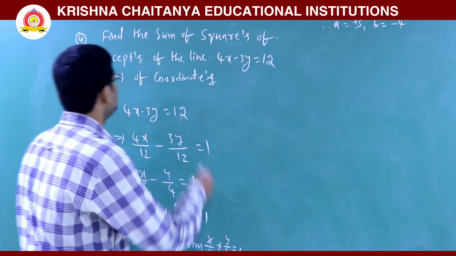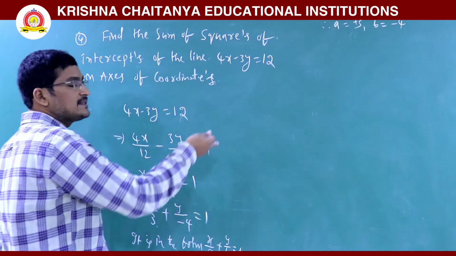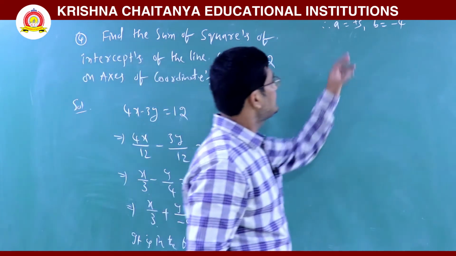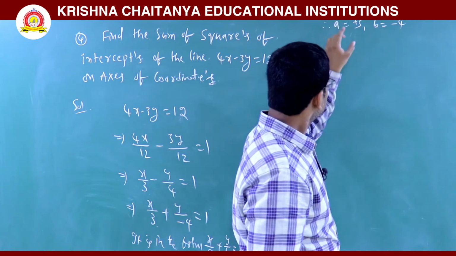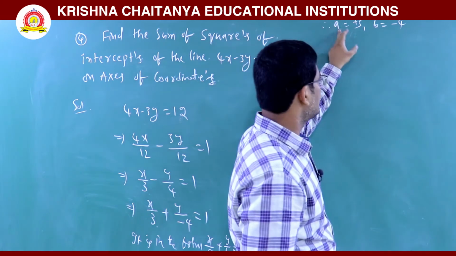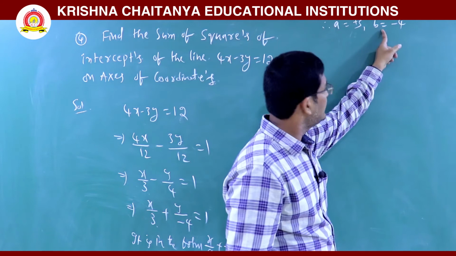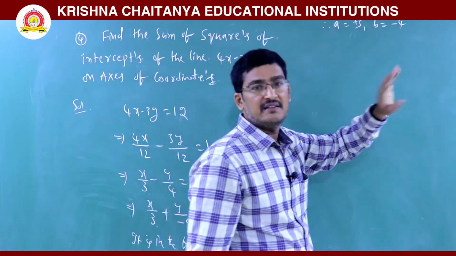What is the question there? The sum of squares of intercepts is what we need. The x-intercept of this line is this one. The y-intercept of the given line is this one. These are the intercepts of the given line.